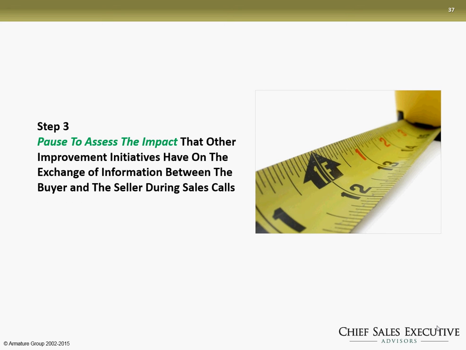In step 3, we help you pause to assess the impact that other sales improvement initiatives are having on the exchange of information between the buyer and seller during sales calls. For those that are having no impact, we recommend that you stop or pause those to help focus and rivet attention on the sales call and deploying the TheNaviGuide, because it will generate revenue faster.